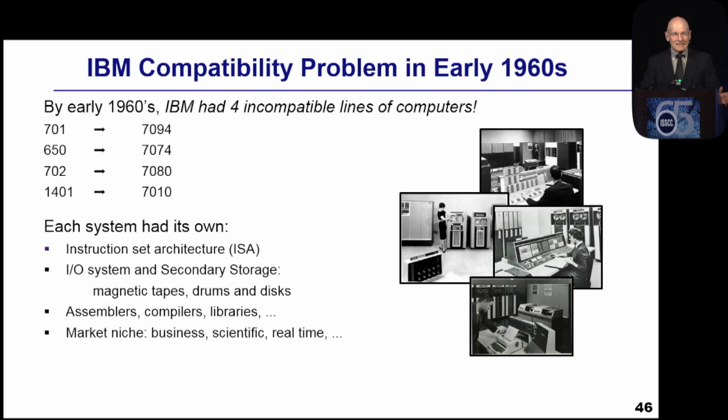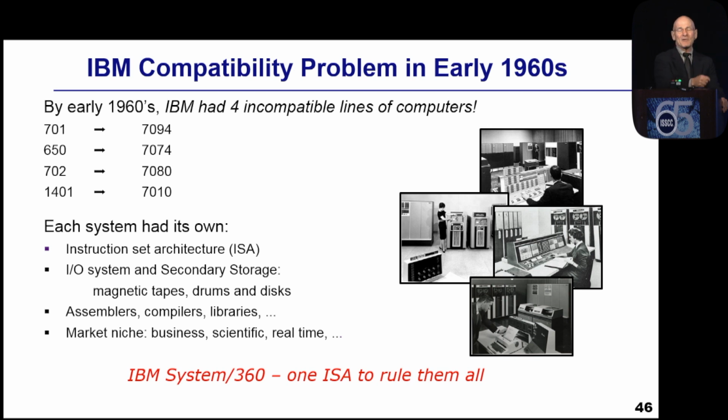So, in the 1960s, IBM had this big problem. They had 4 different incompatible lines of computers. They had their own instruction sets, their own software stack, their own operating systems, their own market niches. So the engineers at IBM made this bet that they could invent a single instruction set that would handle all the markets. Basically, they invented what would be called today binary compatibility.